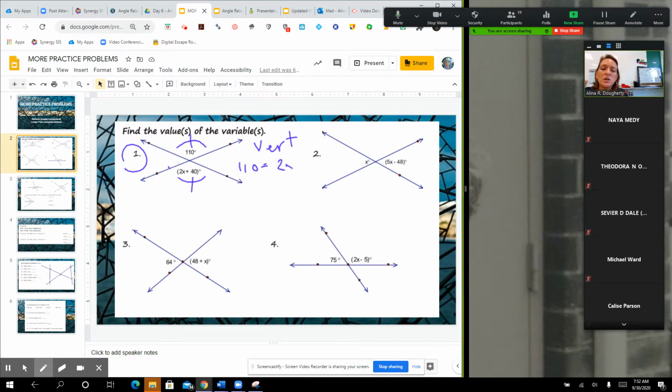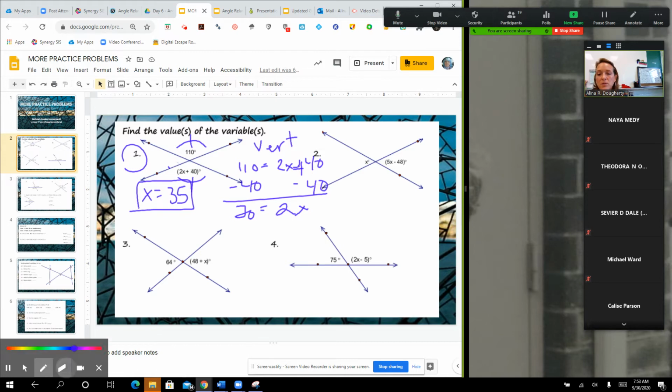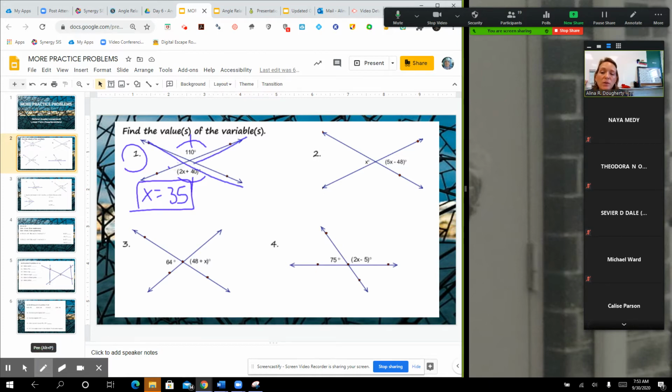110 equals 2x plus 40. Okay, and then we're going to solve it. 110 equals 2x plus 40, so we're going to subtract 40 from both sides. And we get 2x equals 70, and x equals 35. Okay, vertical is congruent. So if you don't write anything else, write vertical is congruent, right? And then you'll have this shape. You'll know that these are vertical angles because you've got a top and a bottom.